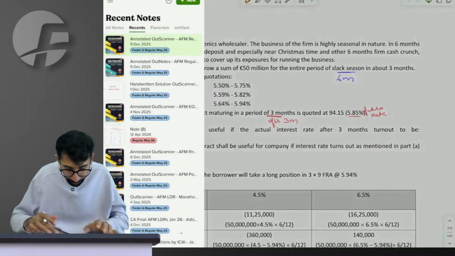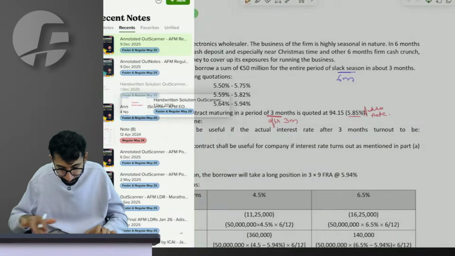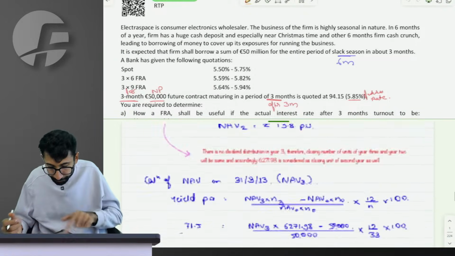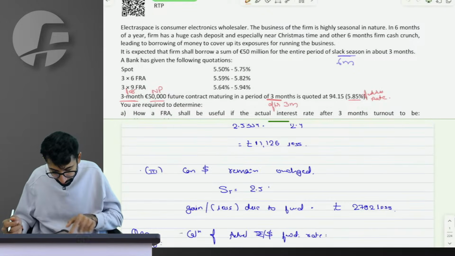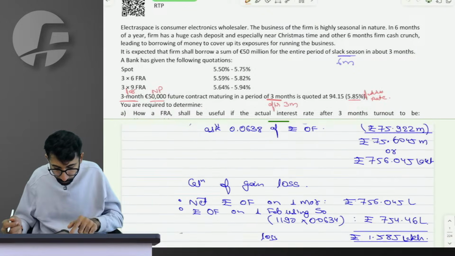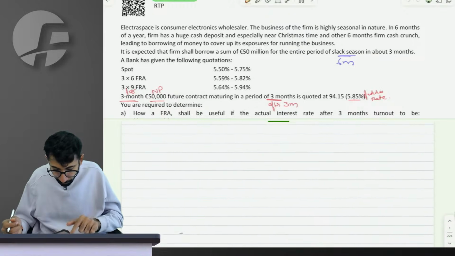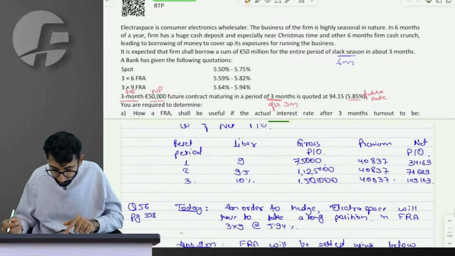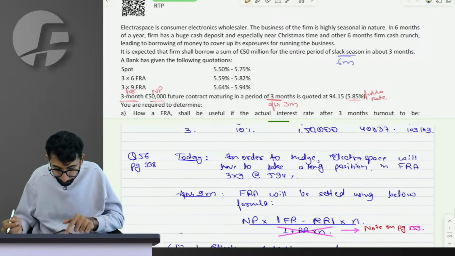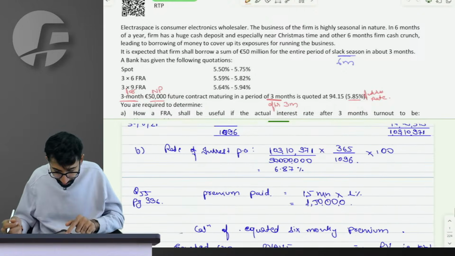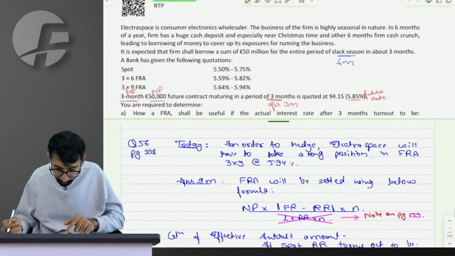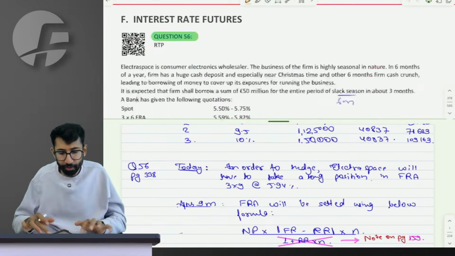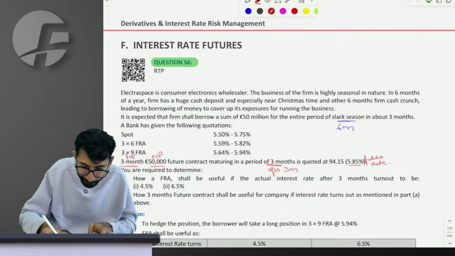So on the timeline, let me check if I have drawn it on the timeline or not. Question 56 of the derivative and IRRM chapter. Question 56 does not have a timeline in the handmade notes, but I'll explain it to you on the timeline. Just give me a second.